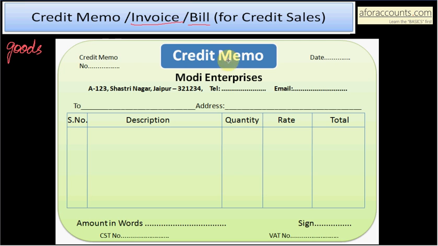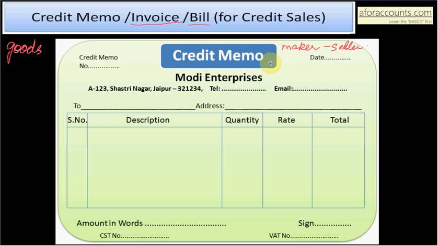Who makes the credit memo? The seller makes the credit memo. So, the maker of the credit memo is the seller, and the receiver of the credit memo is the buyer. A question can be asked: explain credit memo.